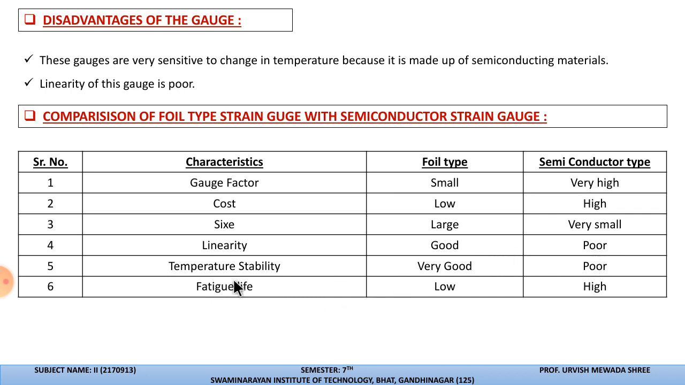Sorry. And fatigue life, generally it is low for the foil type, and for the semiconducting type it is high. This is the size. It is a printing mistake over here. It is size, and the size of the foil type is large, and the semiconducting type strain gauge is small.